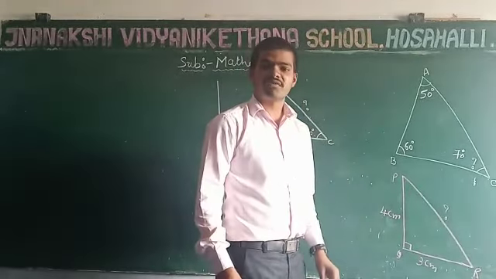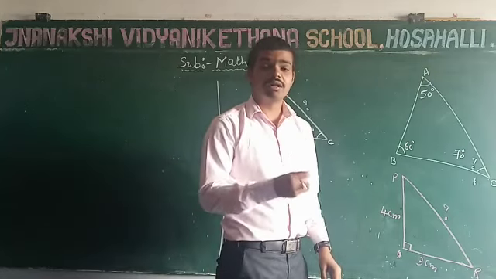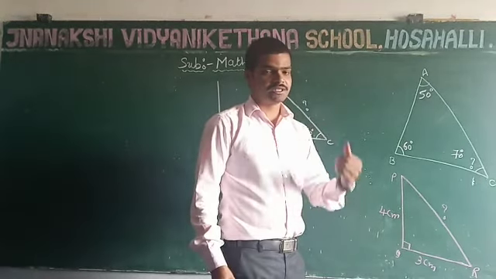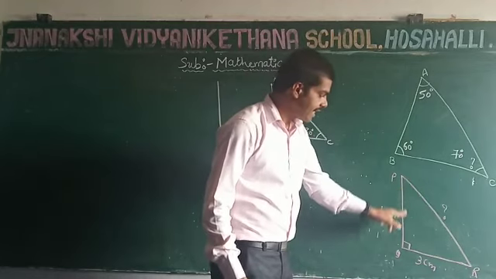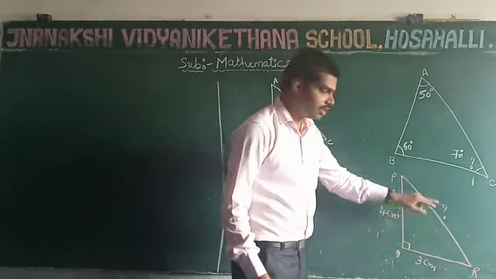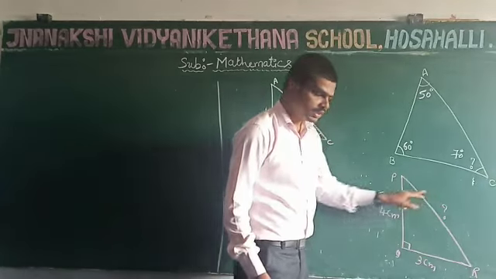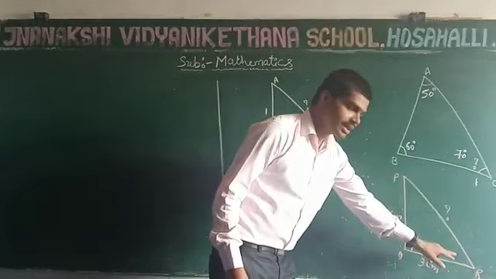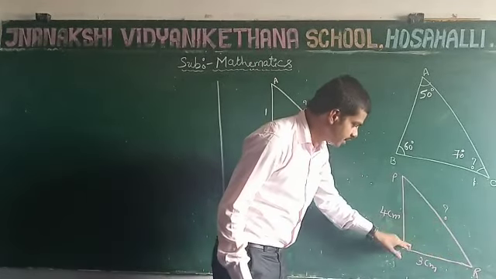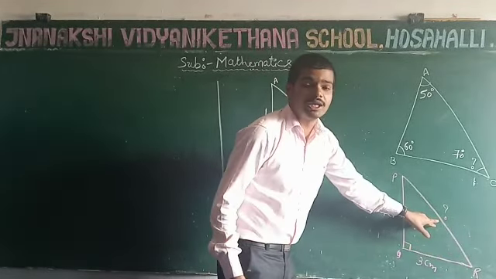Then what is the statement of Pythagoras theorem? Already we have learned in our previous class, in 9th standard, the Pythagoras theorem. In any right angle triangle, the square of the hypotenuse is equal to the sum of the squares of the other two sides. So PQR, this is the right angle triangle. The side opposite to the 90 degree angle is the hypotenuse.